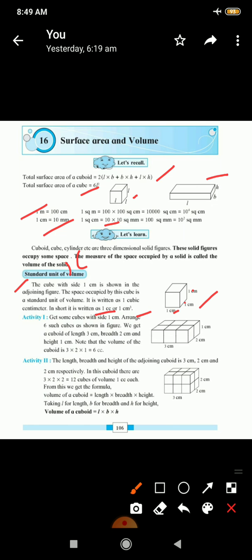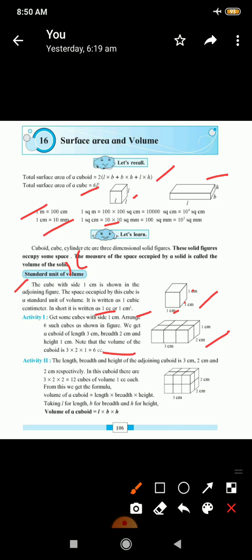Now let us see activity 1. Get some cubes with side 1 centimeter. Arrange 6 such cubes as shown in the figure. We get the cuboid of length 3 centimeters, breadth 2 centimeters and height 1 centimeter. Note that the volume of the cuboid is 3 into 2 into 1, that is 6 cc or cubic centimeters. Okay, I hope you have understood this activity.